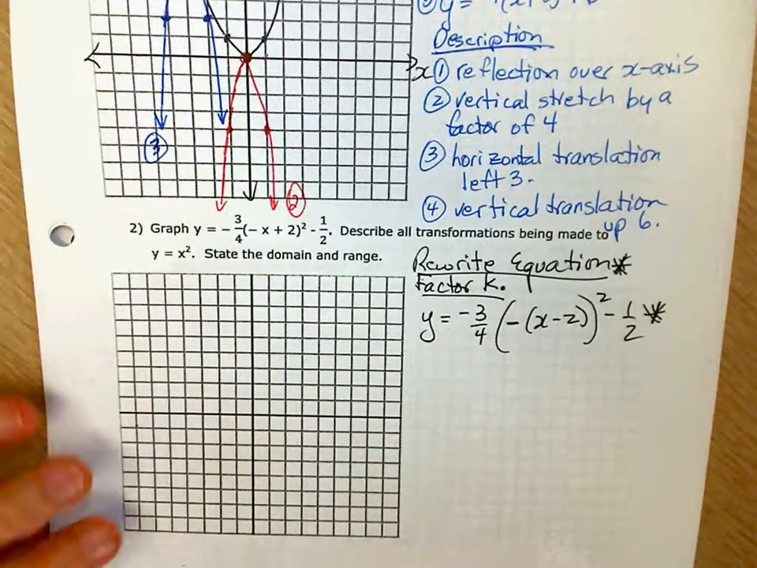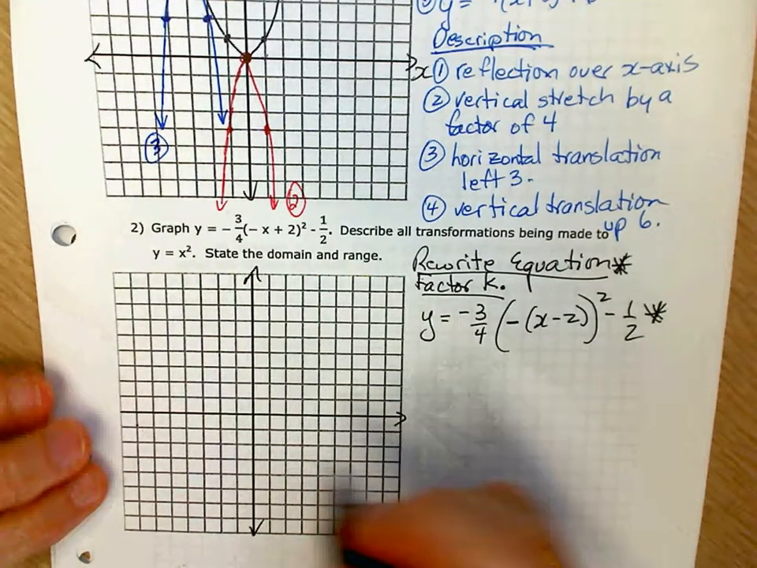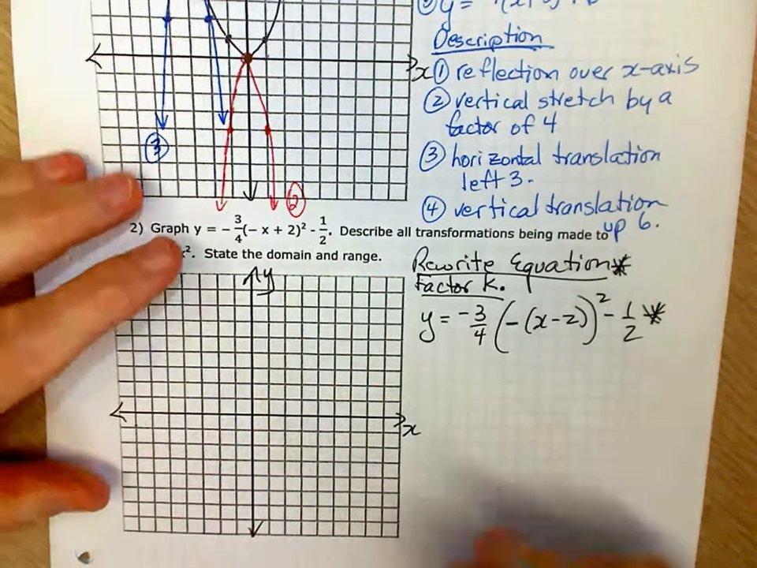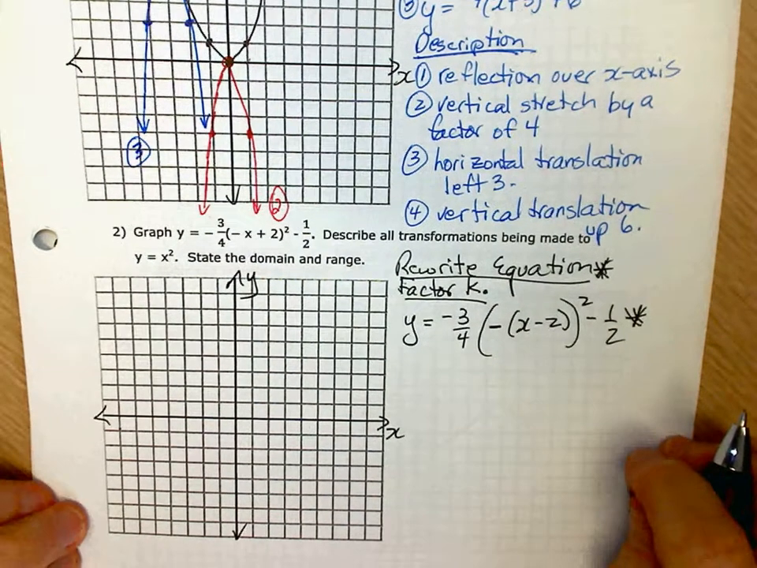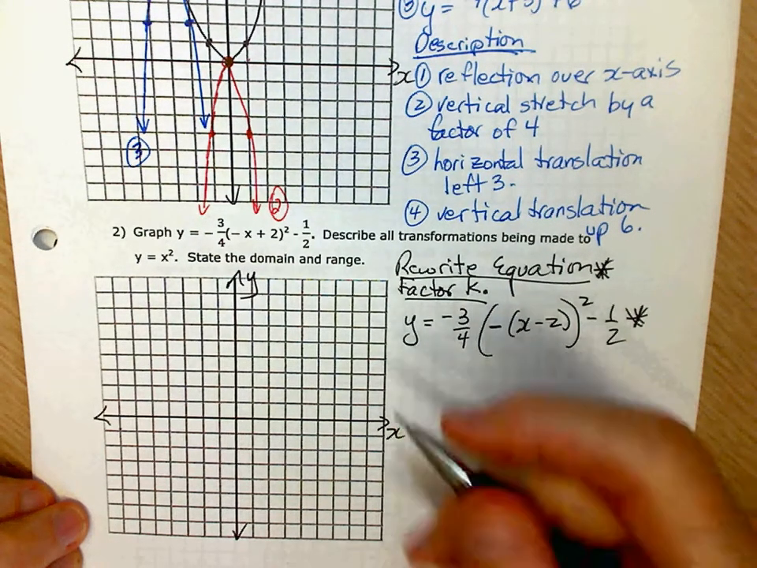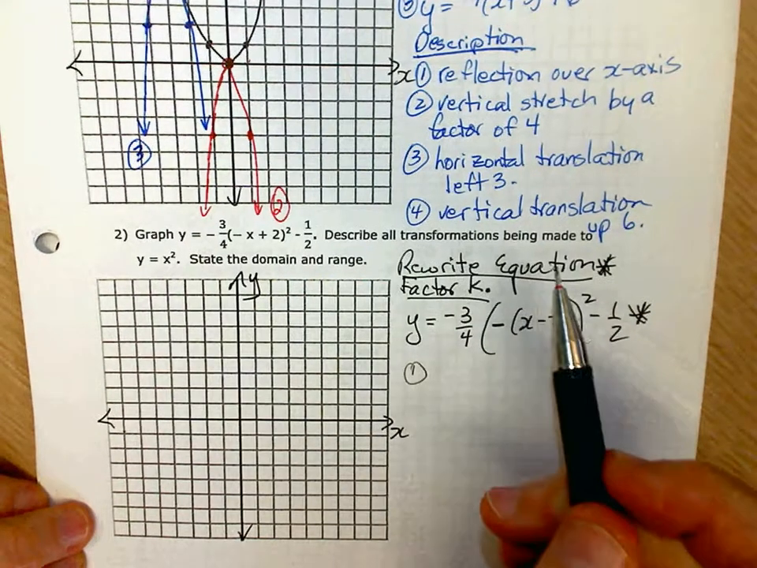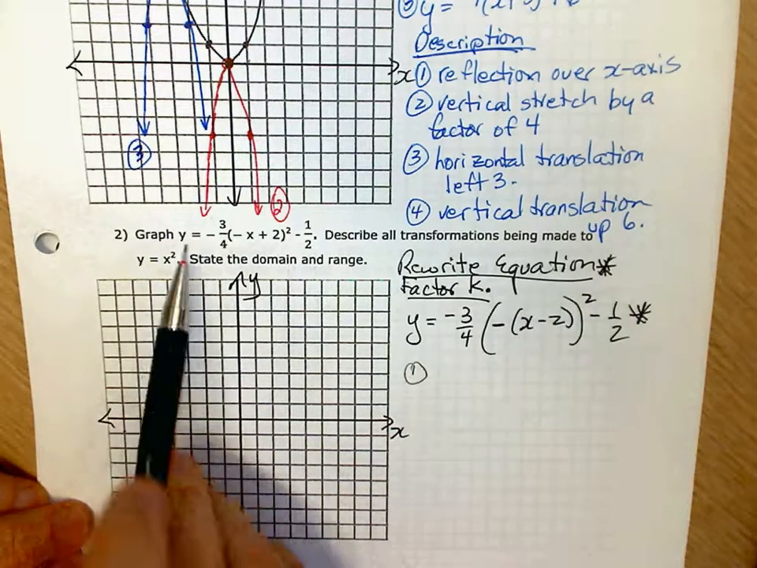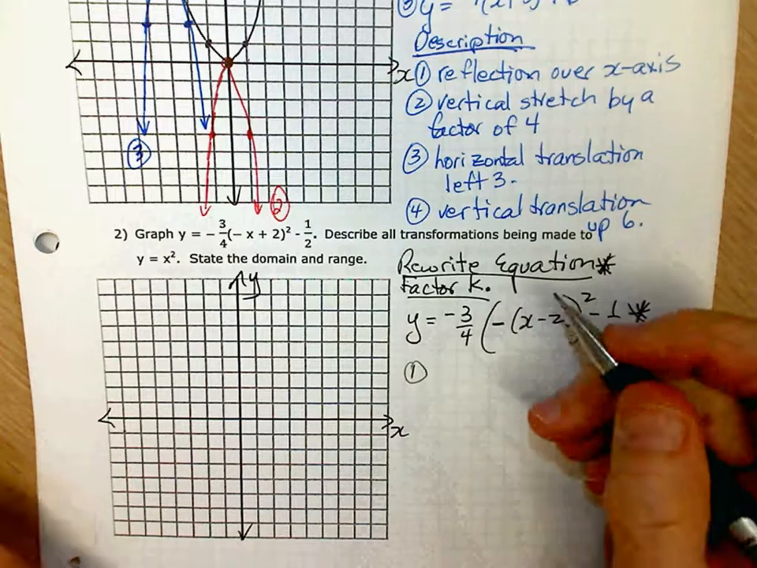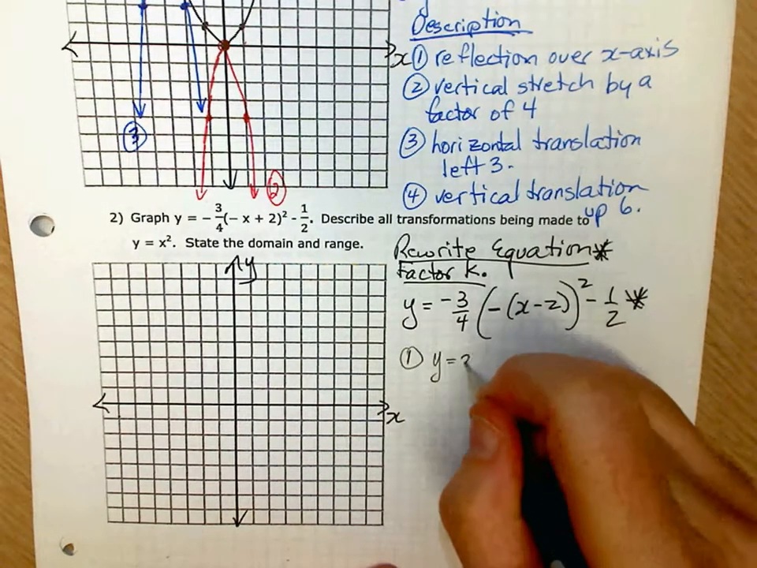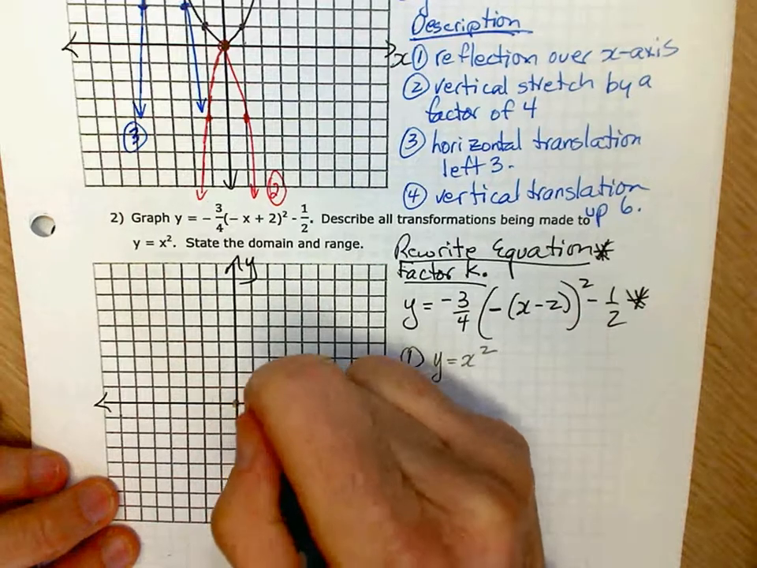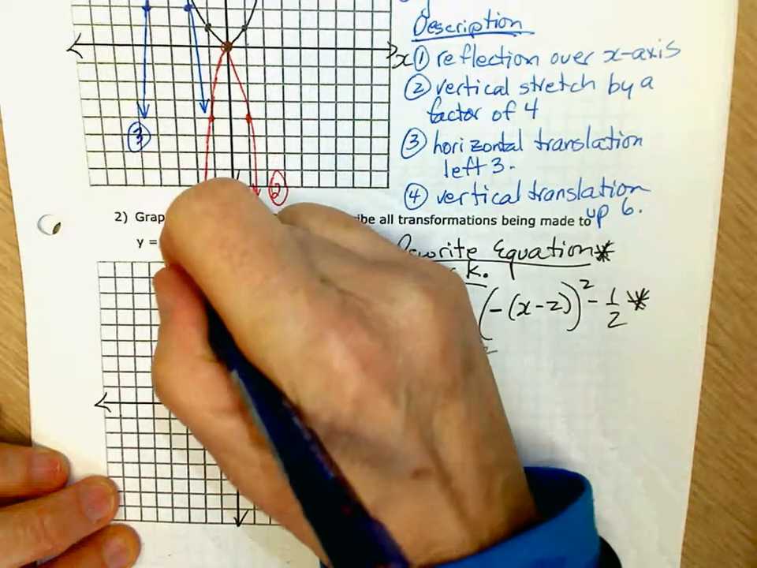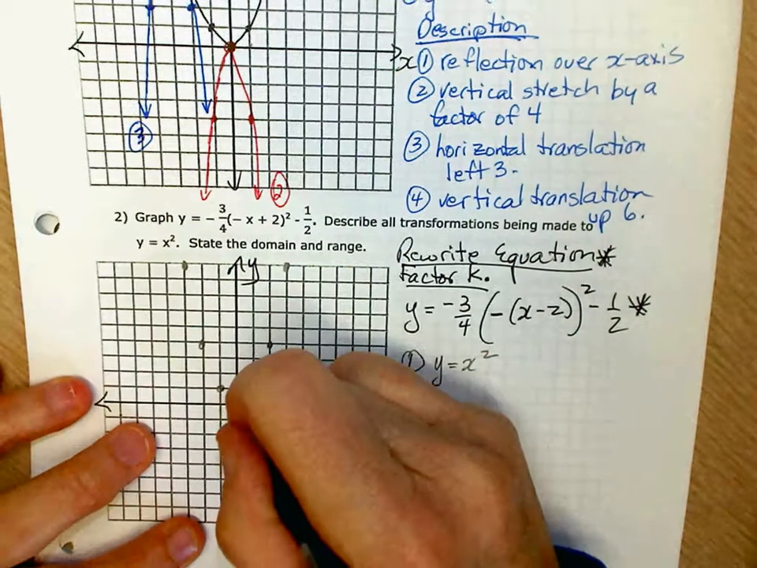So again, make sure you label your axes. The first one we are going to graph is the parent function. This one doesn't say anything, but I want to make sure we illustrate using transformations. So number 1 is going to be y equals x squared. So again, just get that parent function in there. All right, it should be straightforward to you now.